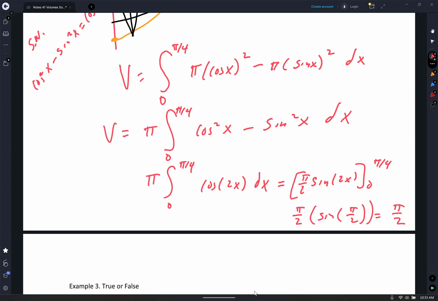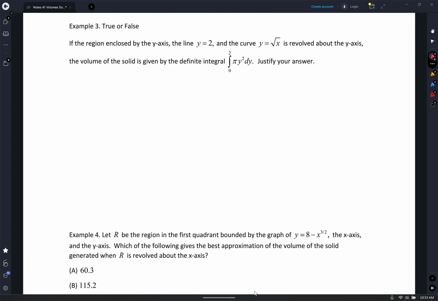Next question. It says, if the region enclosed by the y-axis, the line y equals 2, and the curve y equals square root of x is revolved about the y-axis, the volume of the solid is given by the definite integral 0 to 2 pi y squared dy. I don't know. Let's figure it out. True, false. So sketch.